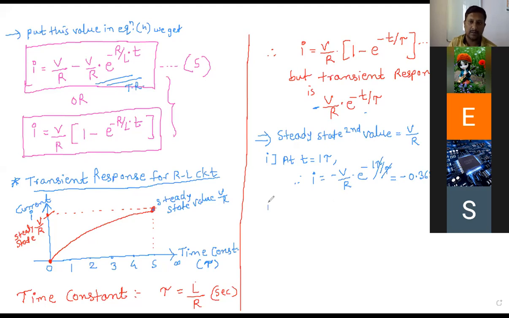Now next, put at t is equal to 2 tau. So I is replaced by what? Minus V by R into e raised to minus 2 tau divided by tau. So tau will get cancelled. So what is e raised to minus 2?